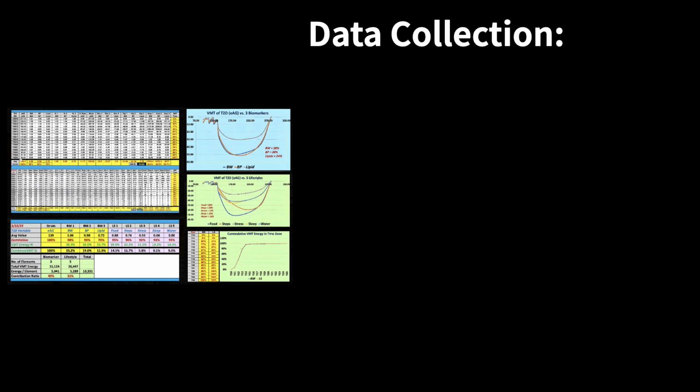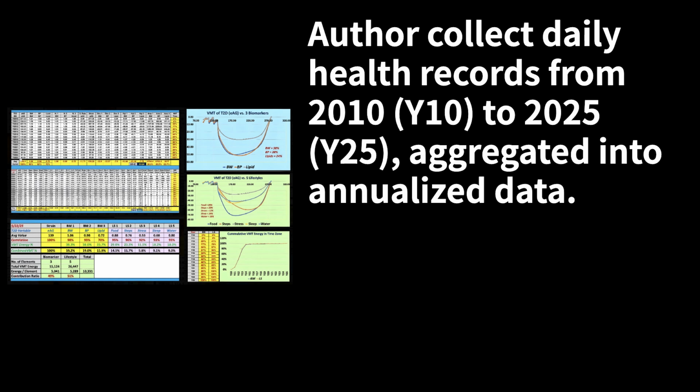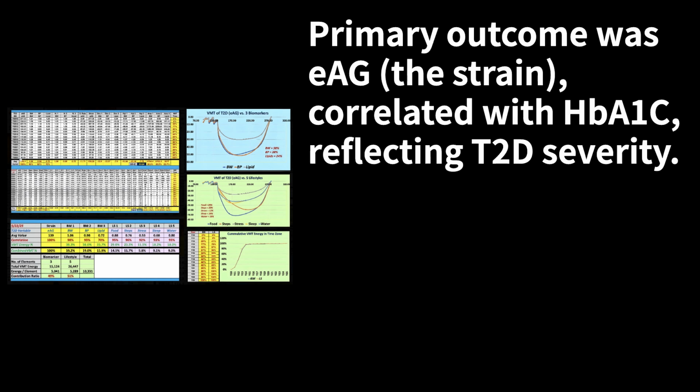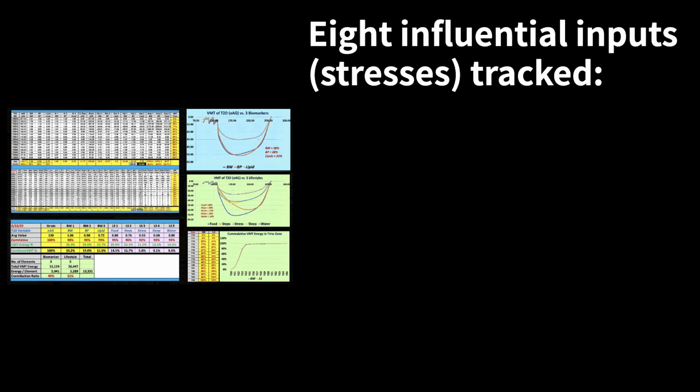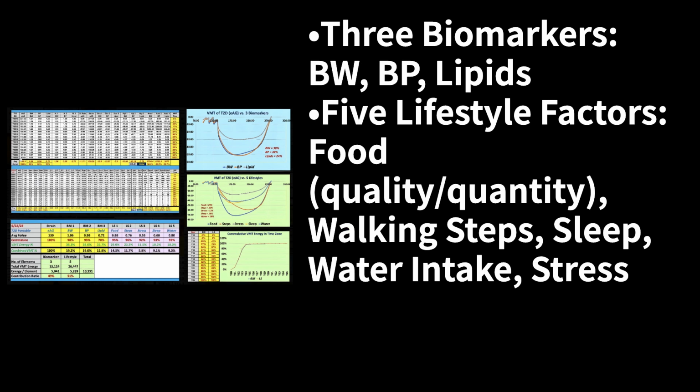Methods: data collection. The author collected daily health records from 2010, Y10, to 2025, Y25, aggregated into annualized data. The primary outcome was EcG, the strain, correlated with hemoglobin A1c, reflecting T2D severity. 8 influential inputs, stresses, were tracked. 3 biomarkers: BW, BP, lipids. 5 lifestyle factors: food, quality, quantity, walking steps, sleep, water intake, stress.